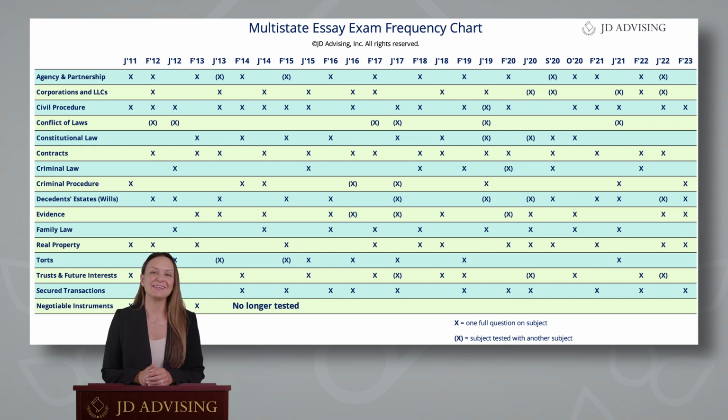To give you a few examples, sometimes agency and torts are tested together. Looking at the chart, you can see they have done that a few times, like in July 2013 and February 2015. The examiners have also crossed over criminal procedure and evidence. Again, looking at the chart, you can see that they did that in July 2016.